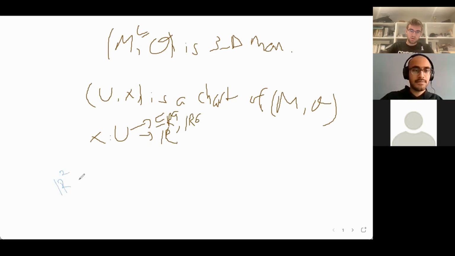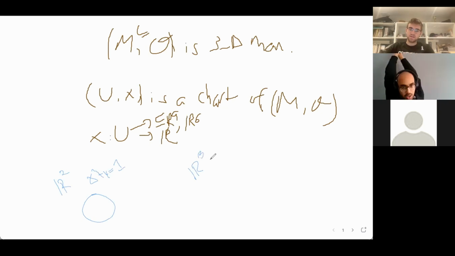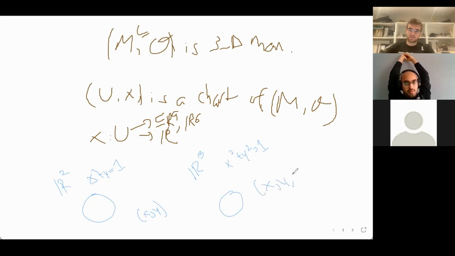Imagine you're in R2 and you sculpt away at R2 and you're left with the circle with x squared plus y squared equals 1. Now imagine you're in R3 and you do the same exact thing. You sculpt away at R3 using x squared plus y squared equals 1. Yes, the U over here is going to have coordinates x, y, and this one's going to have x, y, 0 or whatever for the local chart. But that doesn't matter. That is really interesting.